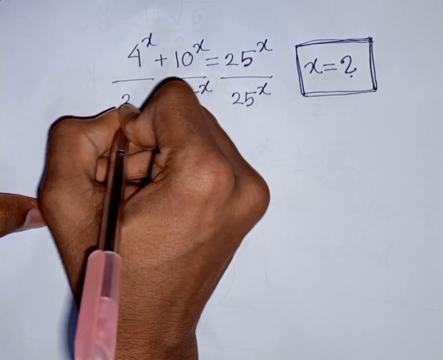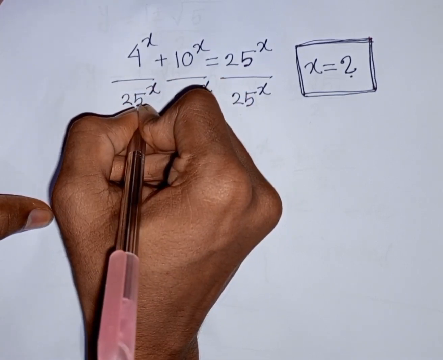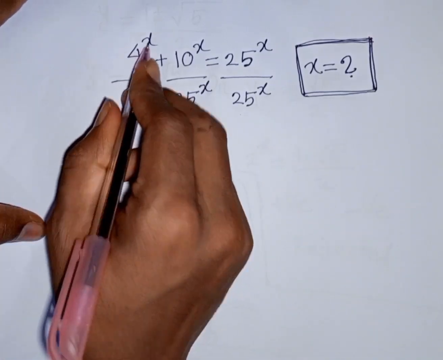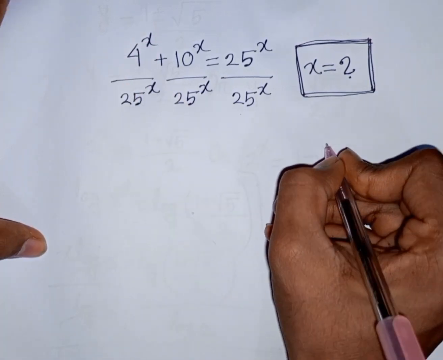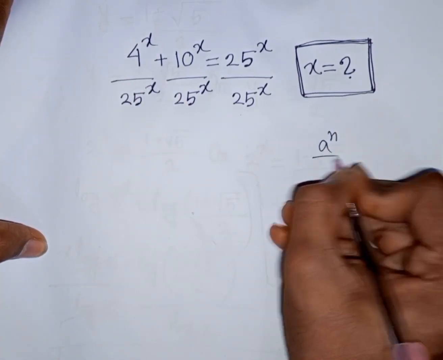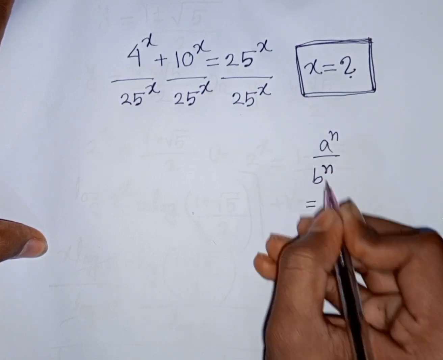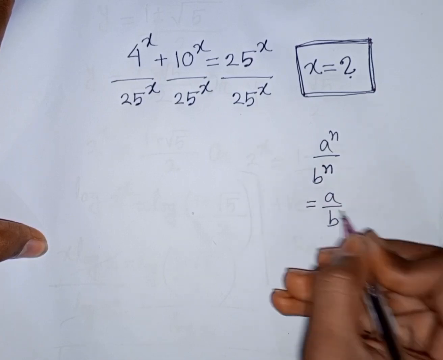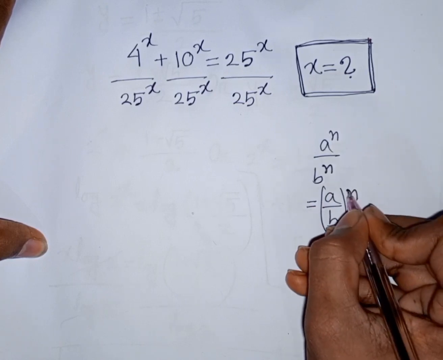Now from here we see x is the same power but different base. So remember this exponential rule: a power n over b power n is equal to a over b, then bracket common power n.